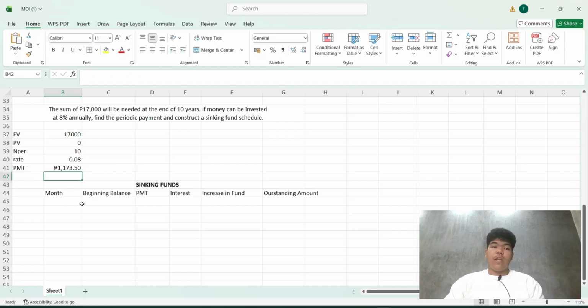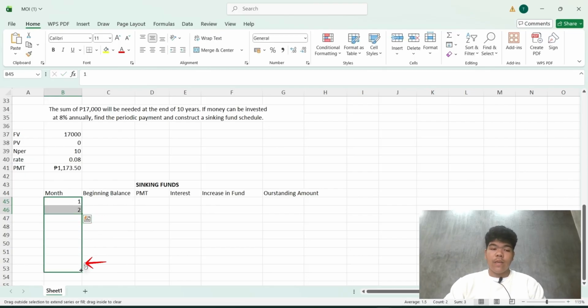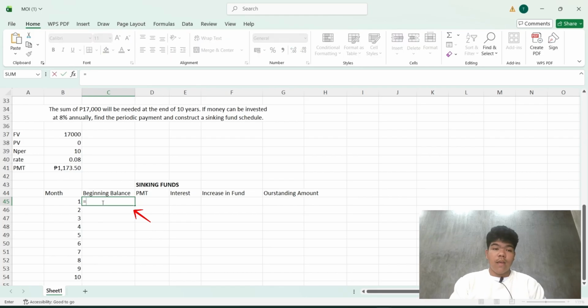Before we input and calculate our values here in our schedule, we must first put down our months. Here in the column of our months, in the first cell, type 1, and in the second cell, type 2. Now select both cells and drag it until we get 10, which is the number of periods. Here in our anchor, we click here, put an equal sign, and now put 0.